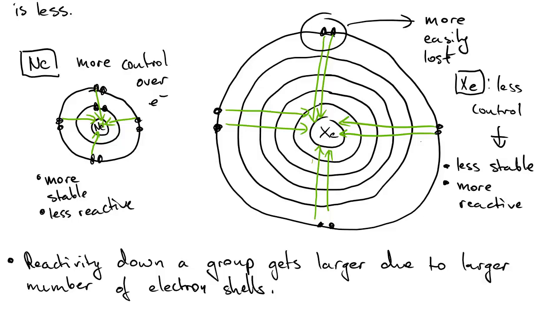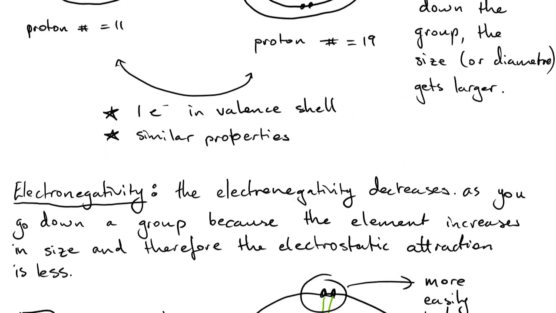Now, going back to the electronegativity example, the reactivity also affects the electronegativity, because as the atom gets larger and larger, it has more electrons to control, and therefore gaining electrons is going to be harder. It's going to be easier losing them, and so this will decrease the electronegativity.